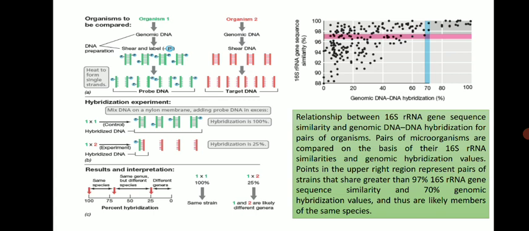In this figure, two different techniques are mentioned. A scatter plot is given that shows the relationship between 16S RNA gene sequence similarity and genomic DNA hybridization for pairs of organisms. The pairs of microorganisms are compared on the basis of their 16S RNA similarities and genomic DNA hybridization. So basically this scatter plot represents two different techniques used for microbial identification, and their similarity or scatteredness is given.